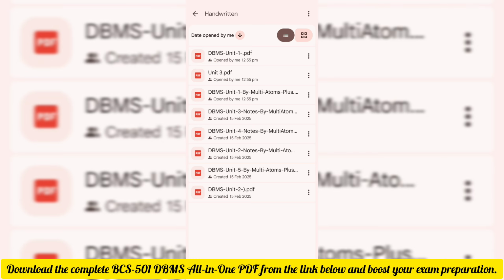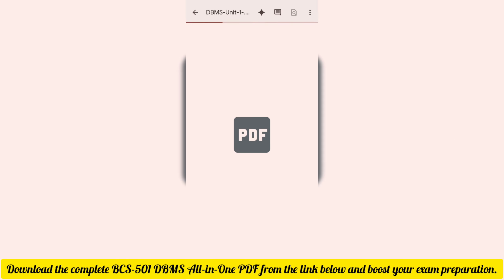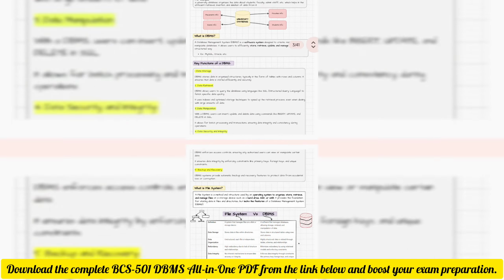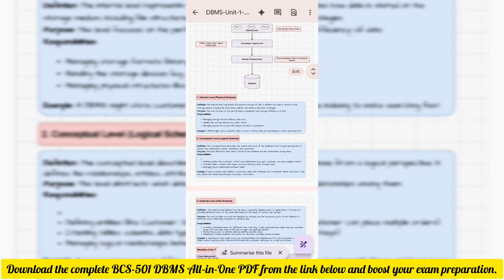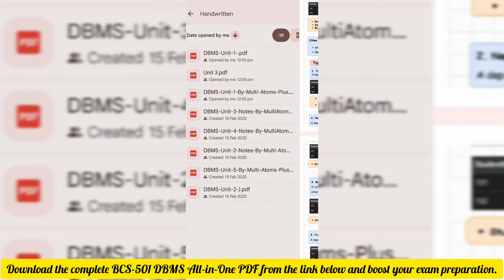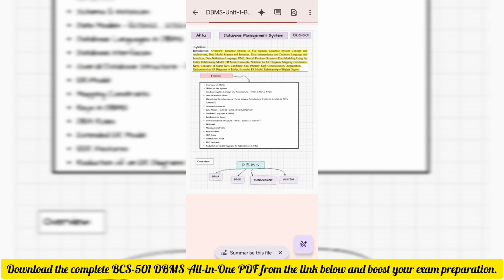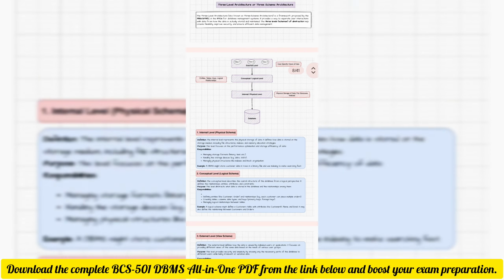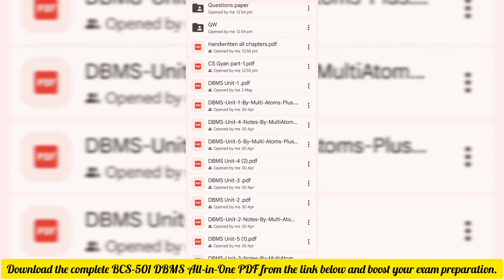The PDF covers all major DBMS topics such as the ER model, relational model, SQL, normalization, functional dependencies, transactions, concurrency control, database recovery, security, and query processing in an easy-to-understand, exam-oriented format.